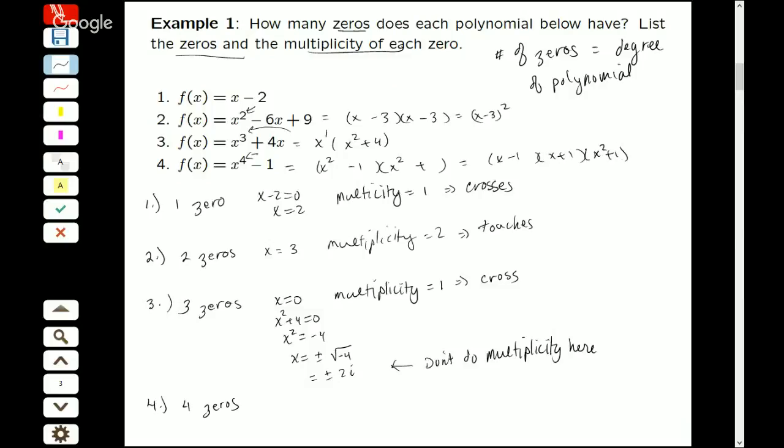So what are my zeros? X equal to 1, x equal to negative 1. And then if I solved this last one, x squared plus 1 equals 0, I get x squared is equal to minus 1, or x is equal to plus or minus square root of negative 1, which is plus or minus i.